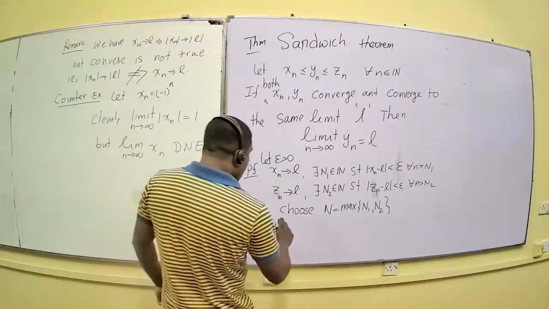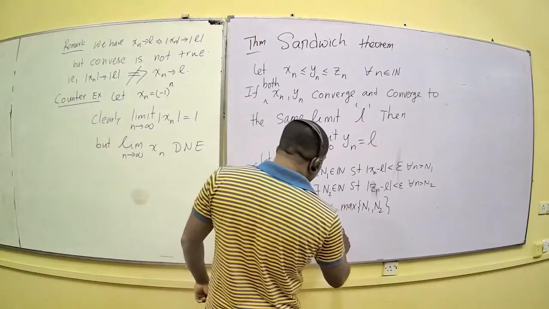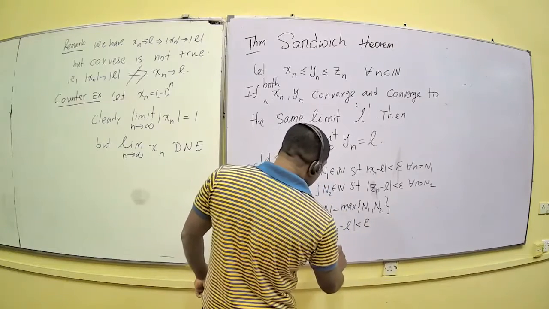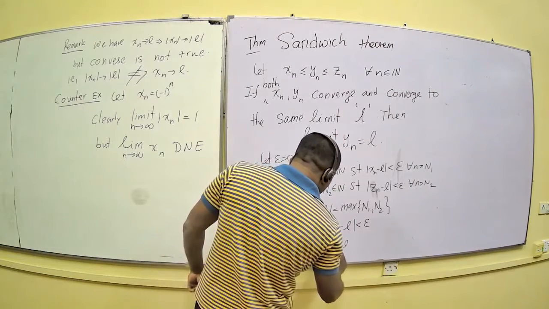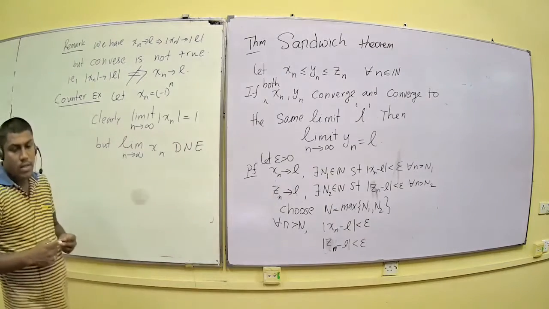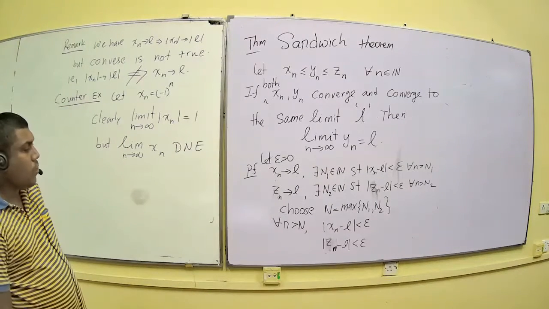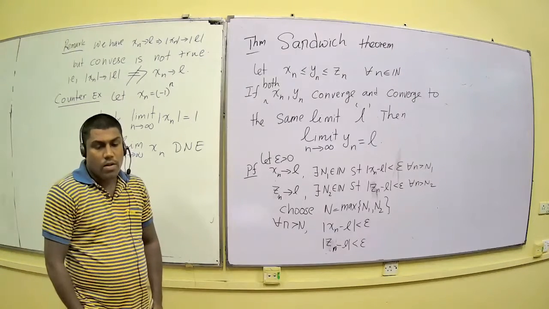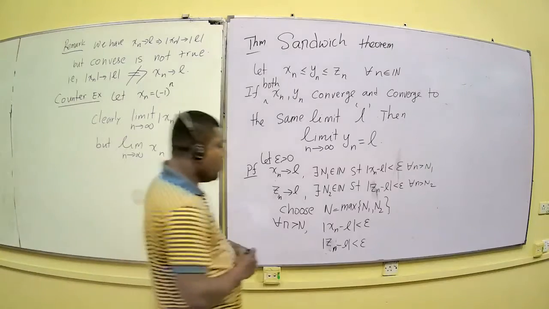So here's the trick. For all n greater than the maximum N, you have |xn minus L| less than epsilon. At the same time, |zn minus L| is also less than epsilon, right? So this is something you have here. But what you want to get is |yn minus L| less than epsilon. So you have to get to yn minus L.